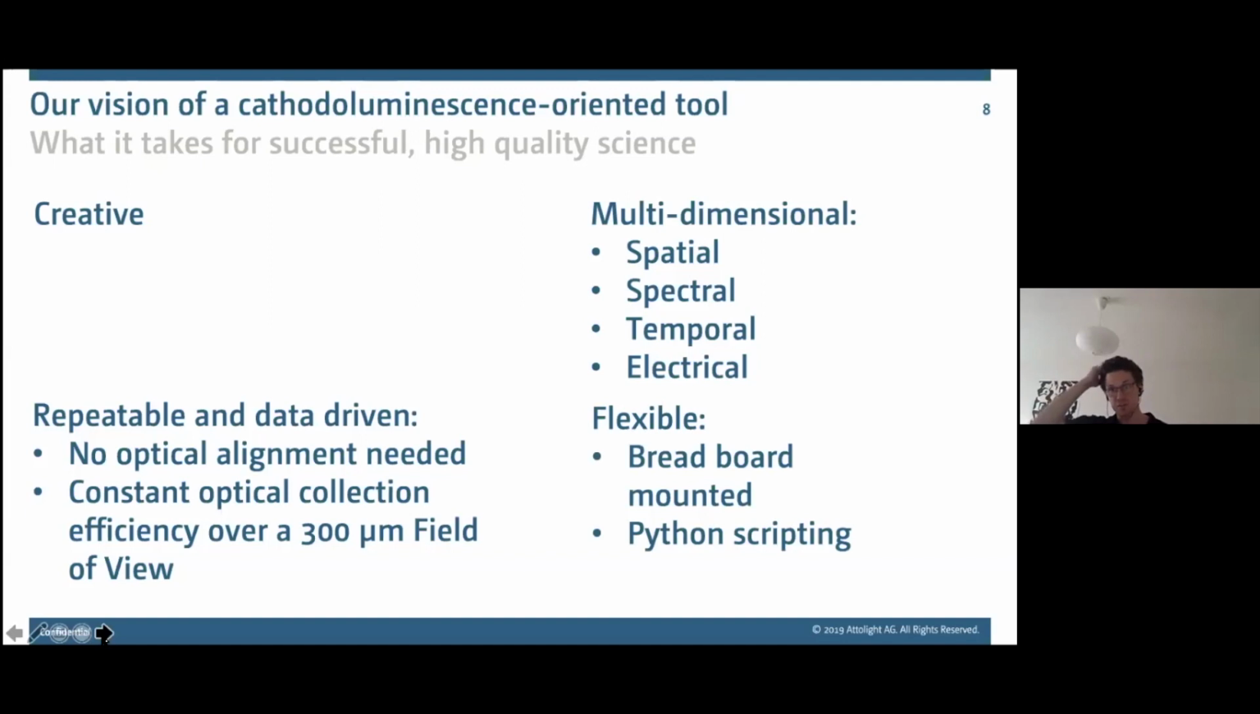And we want it flexible because while we have a sense of what science is about these days, we don't know what it's going to be about in 20 years. And so our tool is mounted on a breadboard, and you can really tinker all you want with it. It's also open from a scripting point of view. Most of the equipment that we install, you can access via Python scripting, except for the most sensitive ones, because then you risk blowing things up.